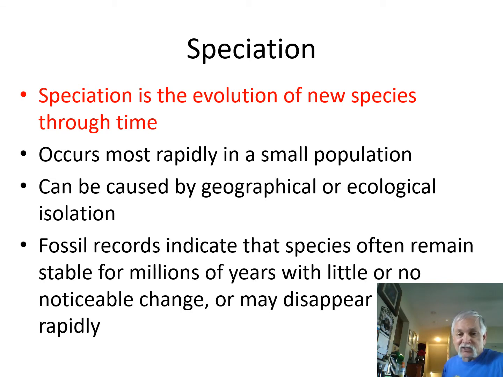Okay, and fossil records indicate that for some reason, sometimes the species will remain stable for millions of years. In other words, there is very little genetic change. And then all of a sudden, that may disappear or it may change rapidly, usually because of geological and ecological circumstances. Earthquakes, volcanoes, meteors or asteroids hitting the Earth, changes in global warming, ice ages, those kinds of things.